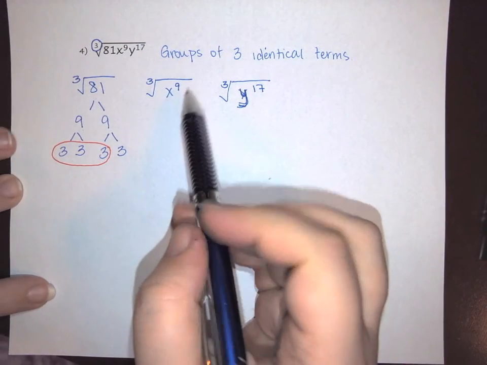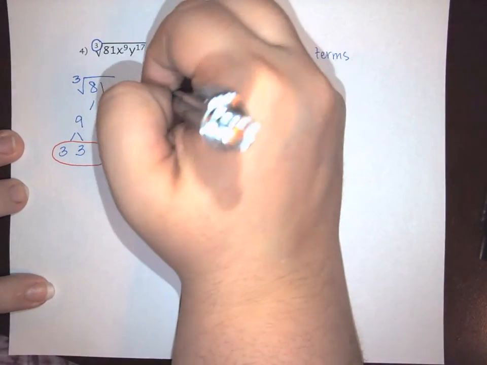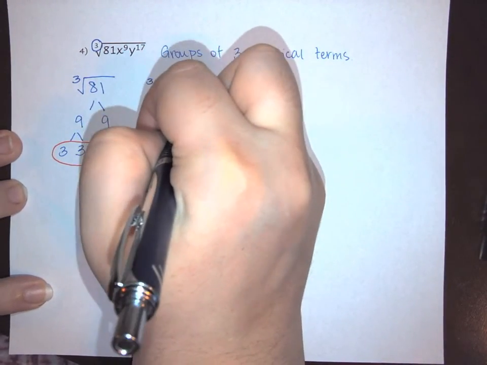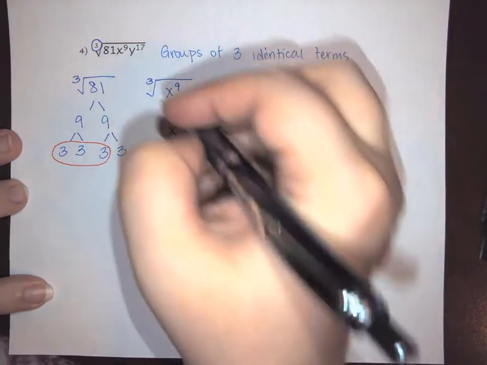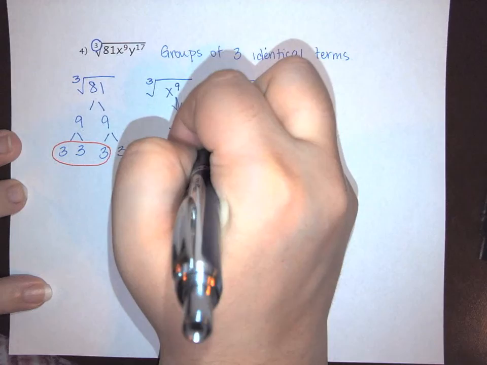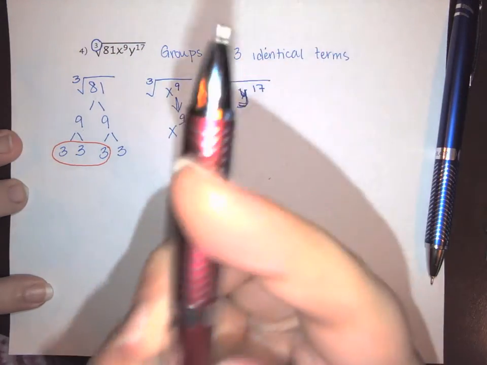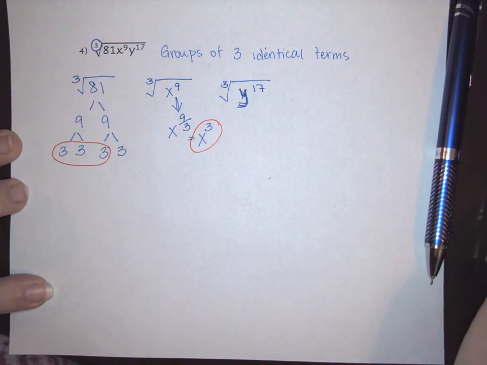Now the other piece I have is this cubed root of x to the 9th. So here, just like before, we're going to look at x to the 9 over 3. Since that reduces nicely and becomes x cubed with no remainder, we know what pulls out. And in this case, my x cubed is what pulls out.